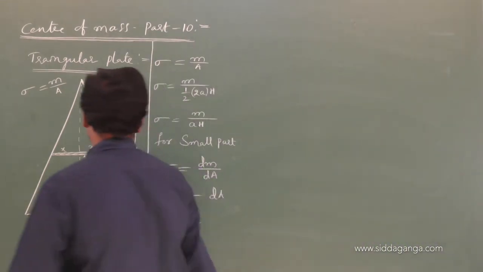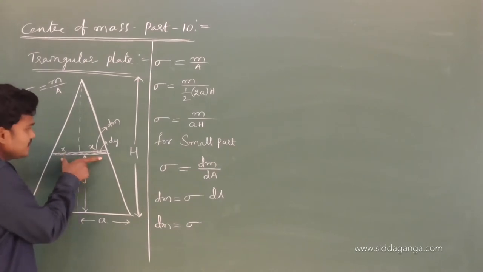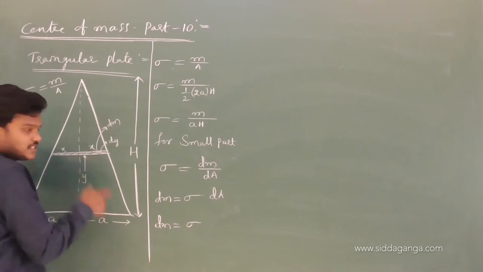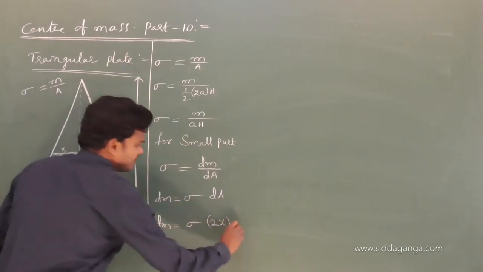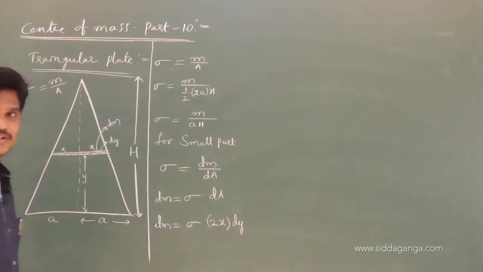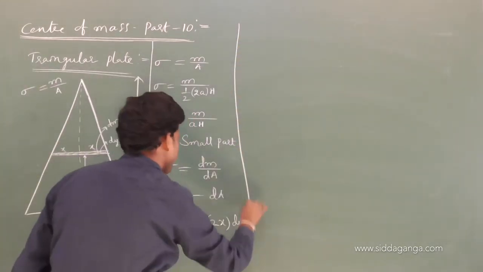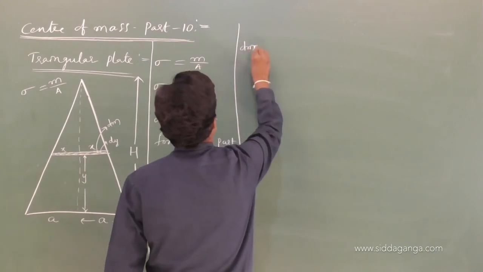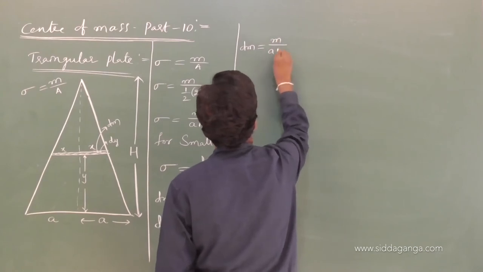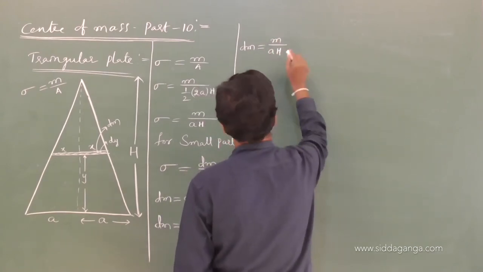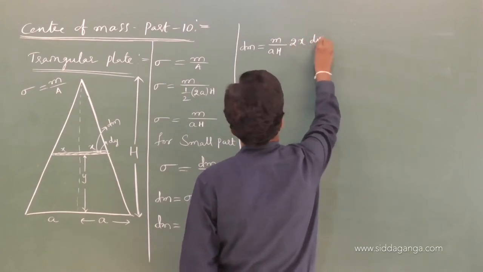What is dA? dA is the area of the small part. Area means length into breadth. What is the length? 2x. Breadth is dy. So the area is 2x into dy. Substitute the sigma value. So dm is equal to, what is sigma? Sigma is m by a h, and 2x dy.